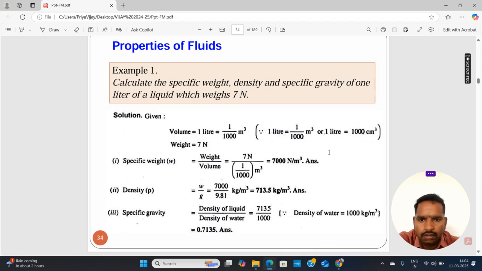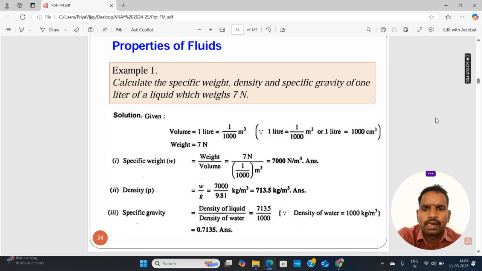So here we will see one problem. Example one: we are about to calculate the specific weight, density and specific gravity of 1 liter of liquid which weighs 7 Newton. First, write down the given data present in the problem. Here they have given the volume, which is 1 liter. Convert that into meter cube. We know that 1 meter cube is 1000 liter.